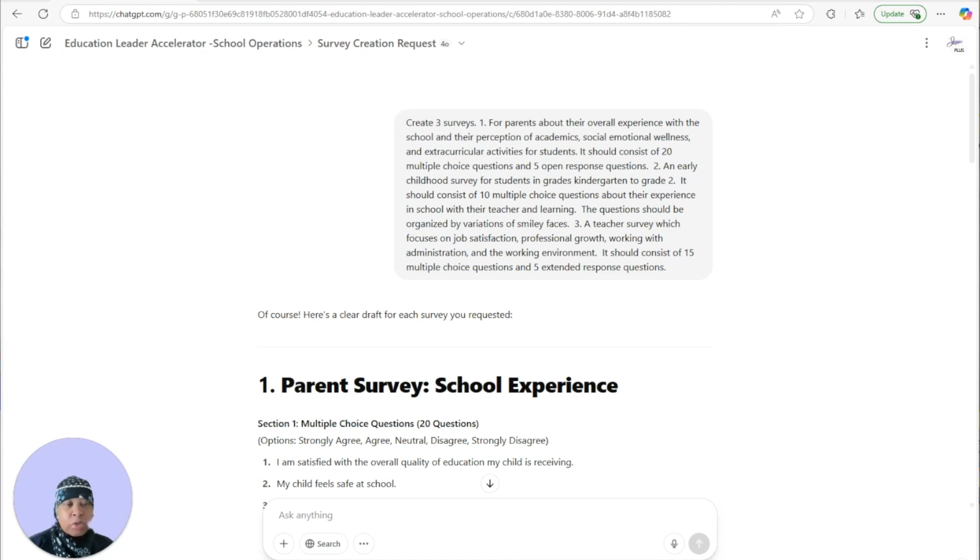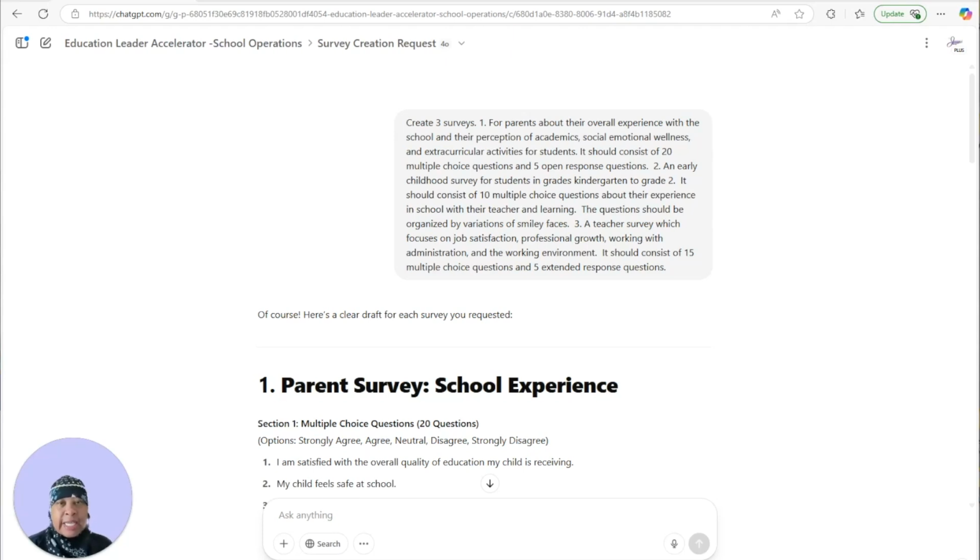I asked it to also create a survey for early childhood students who are in grades kindergarten through, let's say, second grade. And it should also ask about their experience in school in relation to their teachers and what they're learning and how they feel about school. And I asked it to vary questions and to make the answers smiley faces.